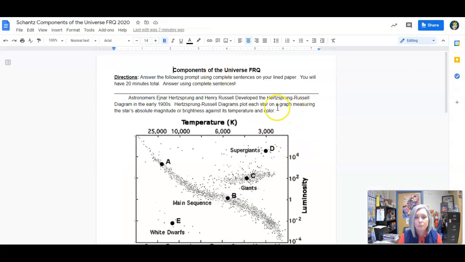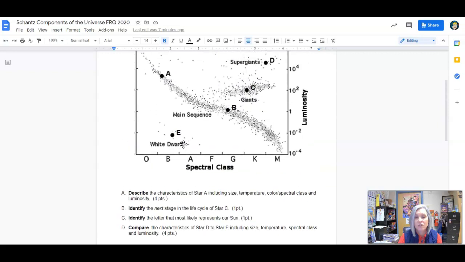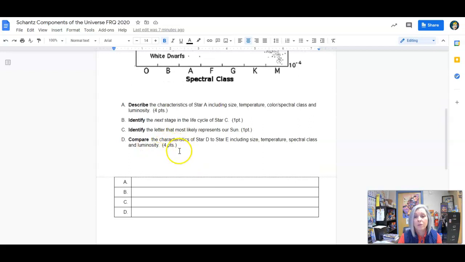So with the FRQ, here's your question. You have 4 parts. A, describe the characteristics of star A, including size, temperature, color, spectral class, and luminosity. Letter B, identify the next stage in the life cycle of star C. Letter C, identify the letter that most likely represents our sun. Please don't just put the letter, you must put it in a sentence. And then compare the characteristics of star D to star E. You must include size, temperature, spectral class, and luminosity. Answer in the table below.